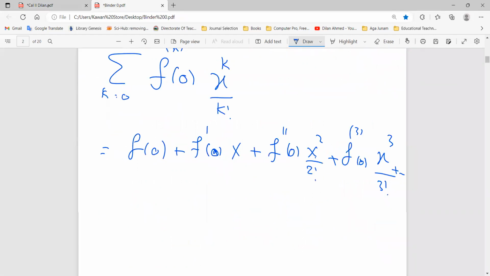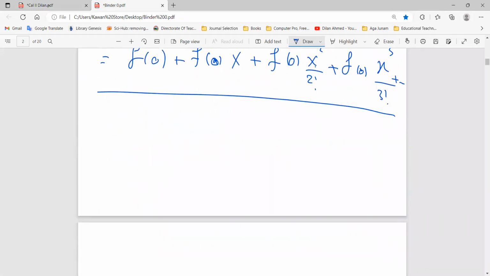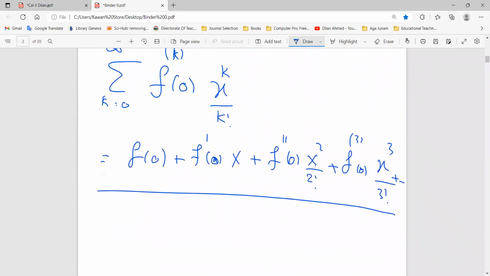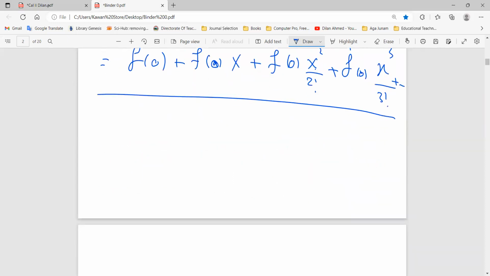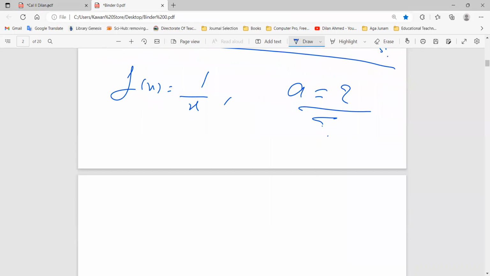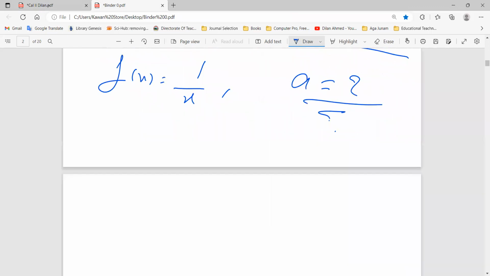And you can see we have x, so it means that it's a power series. So it's a type of power series. Good. Now, my function is 1/x, my a is 2. Now it's time to apply your rule, your formula. So how do we do it?